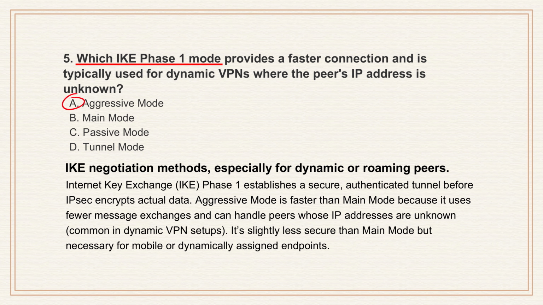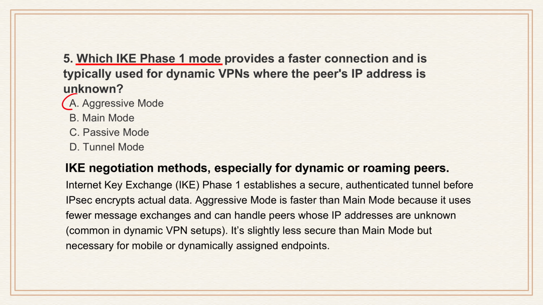Aggressive mode. Okay, why is it faster? It simply uses fewer message exchanges to complete the initial IKE Phase 1 negotiation. Main mode, the alternative, uses more steps, which adds a bit of time. How many fewer? Aggressive mode takes 3 exchanges, whereas main mode takes 6. So potentially twice as fast for that initial setup. And why is that good for dynamic VPNs?